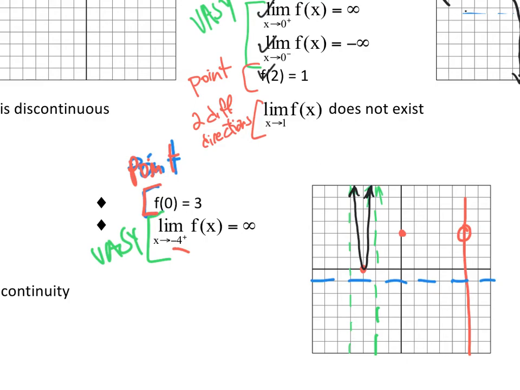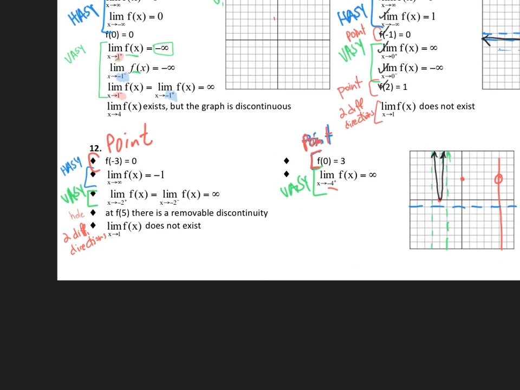So what else do I need on here? I have the hole. I did all of this, and this, and this, and this. I've marked out that I'm going to put a hole someplace, and the limit does not exist at 1. So we need to come in from 2 different directions here at 1.